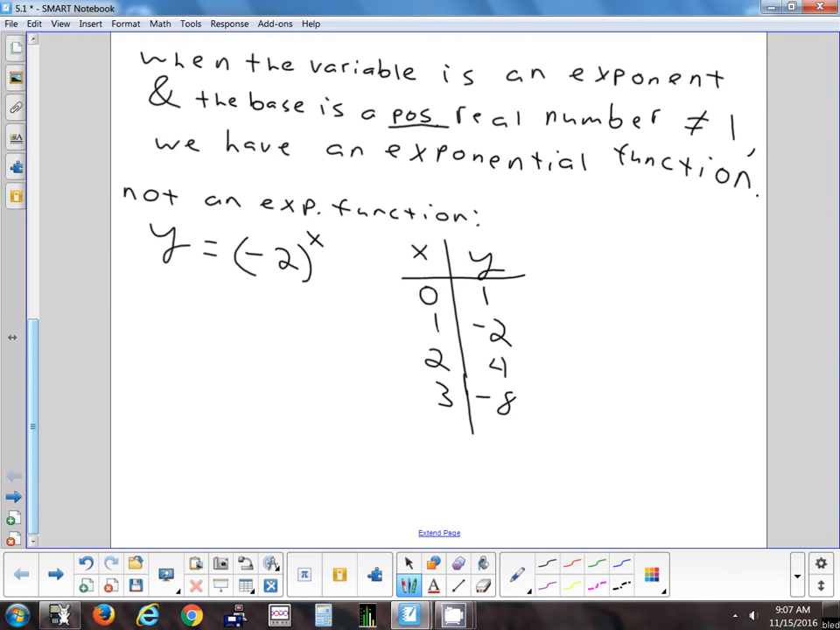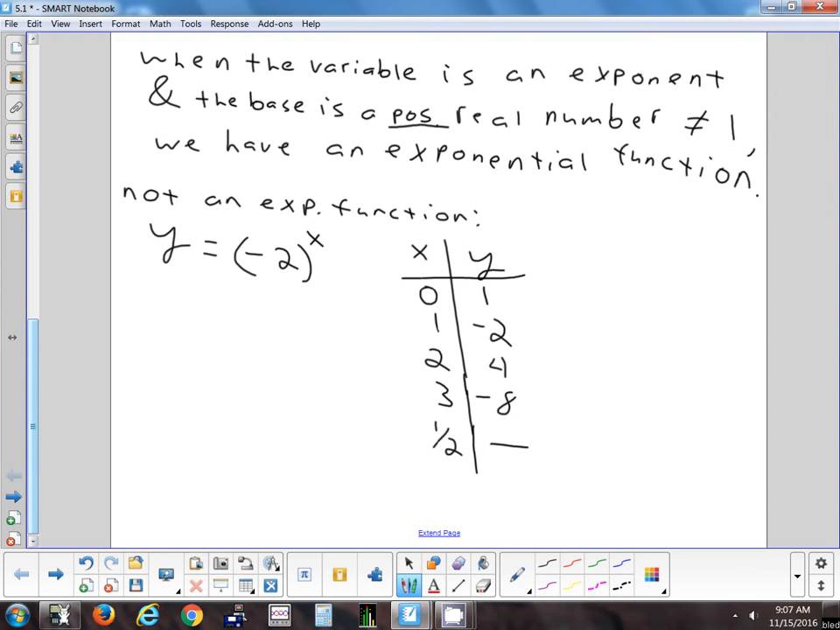Now let's try a decimal. Let's try 1/2. If I raise negative 2 to the 1/2 power, what does that mean? Square root. I'm trying to take the square root of negative 2. And what's the square root of negative 2? Imaginary. So that one we can't even figure out. So now there's a value that doesn't even exist.